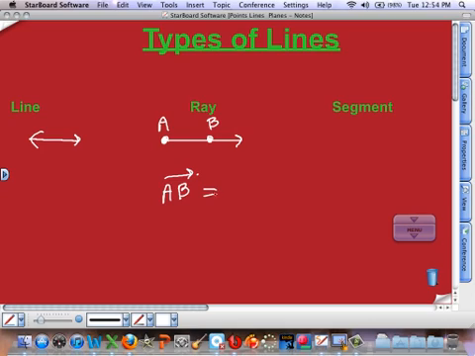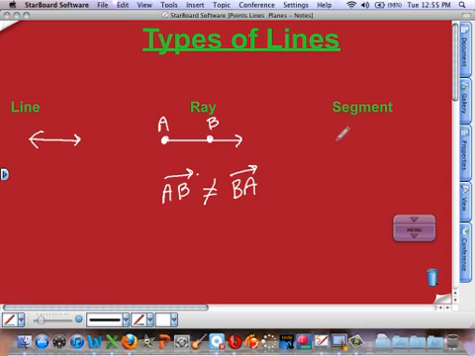So ray AB, we'll put on here, is not the same as ray BA. Why are they not the same? That's it. They don't have the same starting point. Ray AB tells you it's all about direction. Ray AB tells you go from point A and go out infinitely toward point B. On the other hand, ray BA tells you to start at B and go infinitely toward A. So they are not going to be the same.